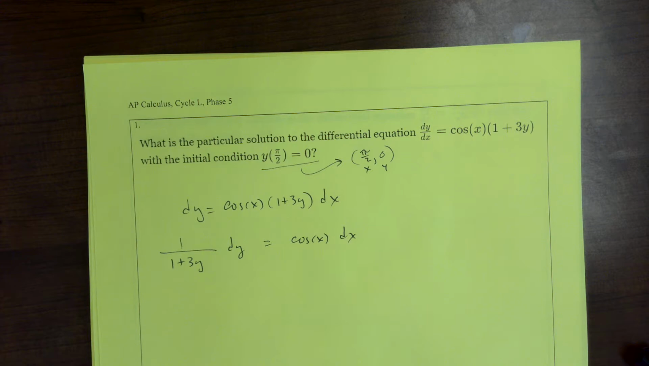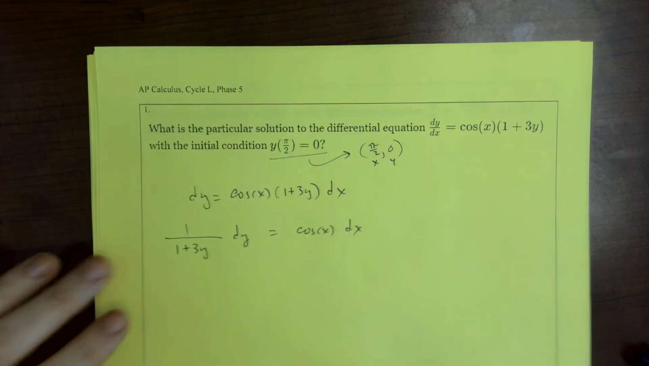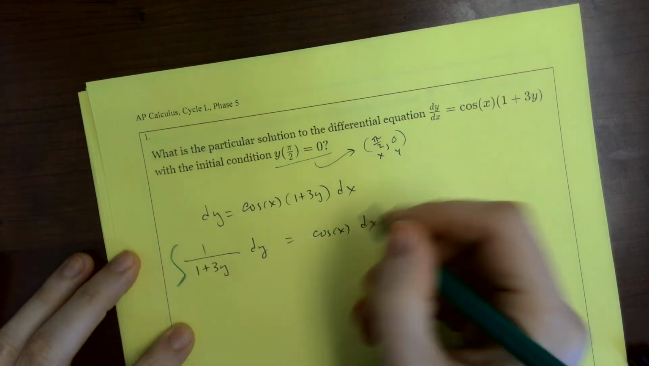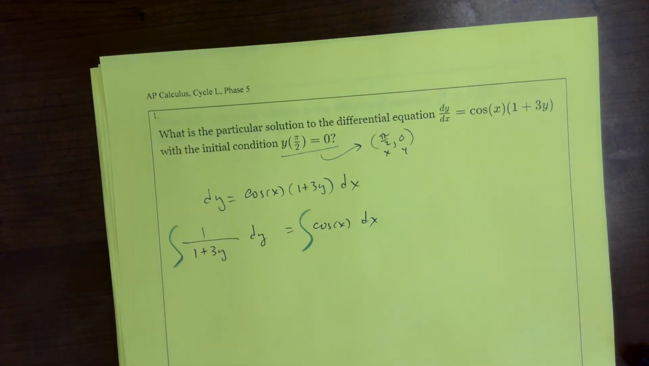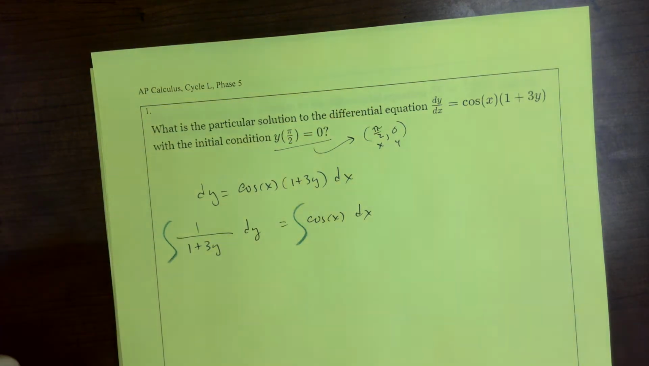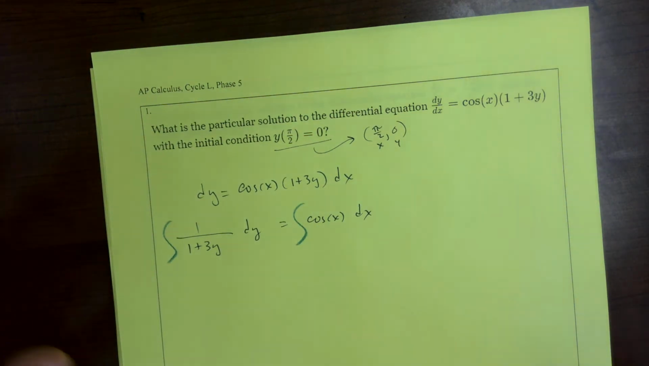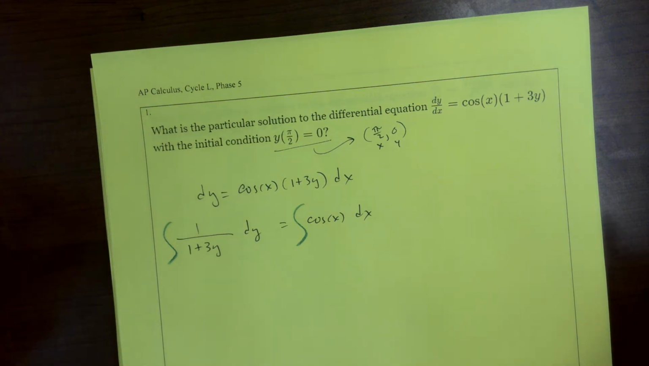All right, so we're going to do the integral, the antiderivative, on both sides. An antiderivative is the same thing as an indefinite integral. So that's without the numbers on the end. So this is not area under the curve. That would be the numbers on the end.